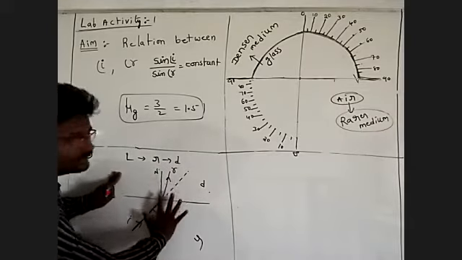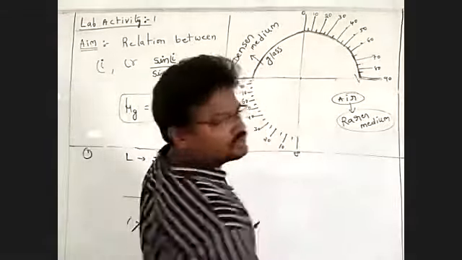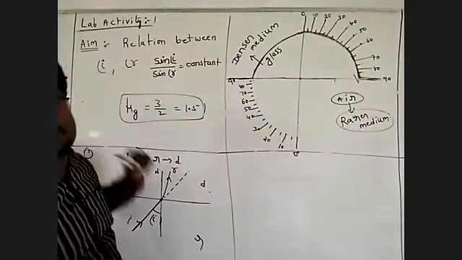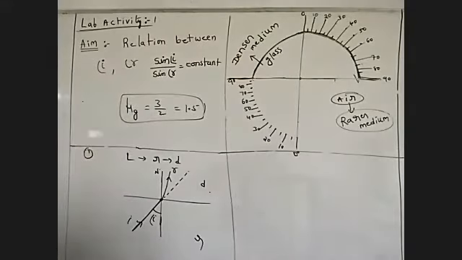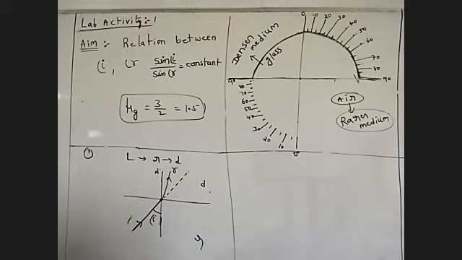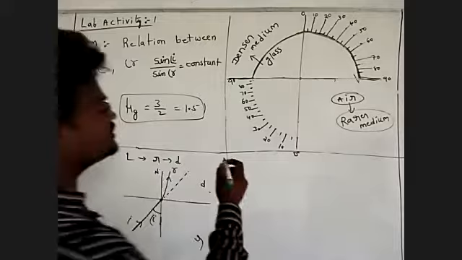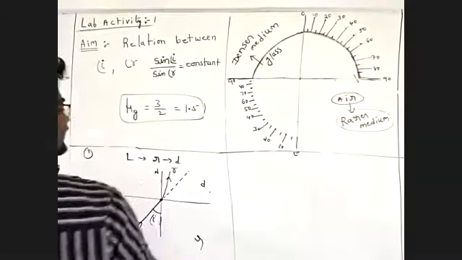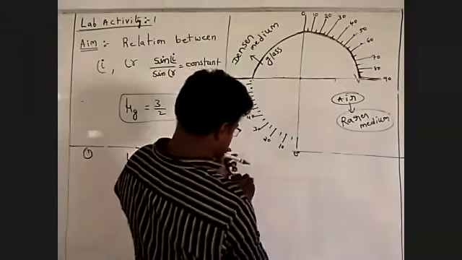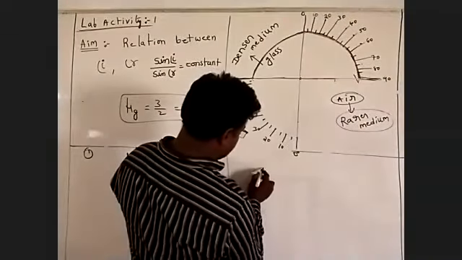Now we will see what will happen in this situation. This is theoretical; I'm showing the practical. Our aim is the relation between angle of I and angle of R. This is a light ray. I'm showing a 10 degrees light ray. I'm taking the light box and keeping it here.